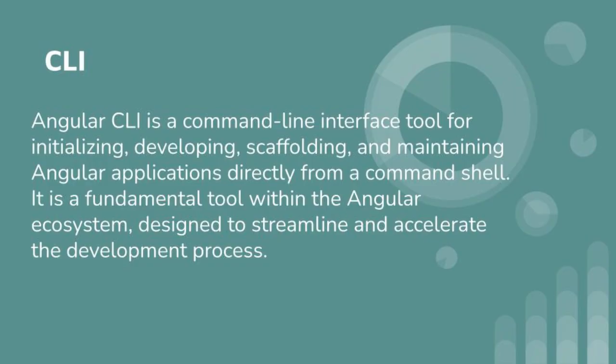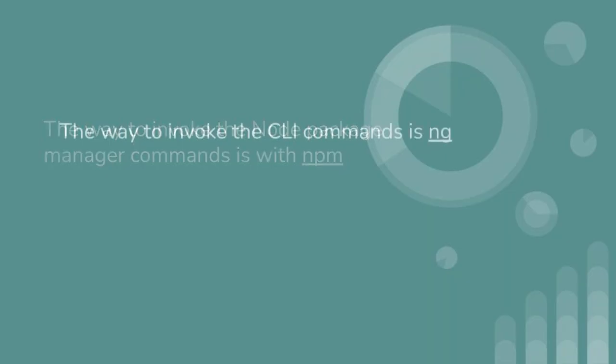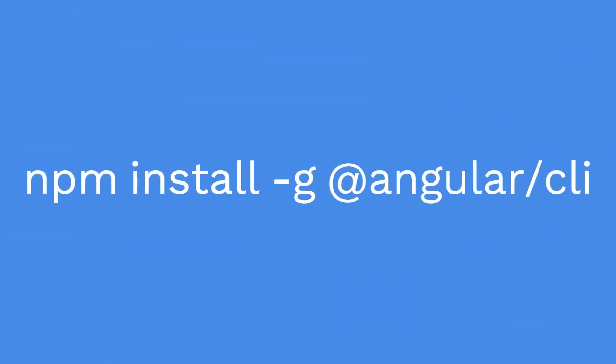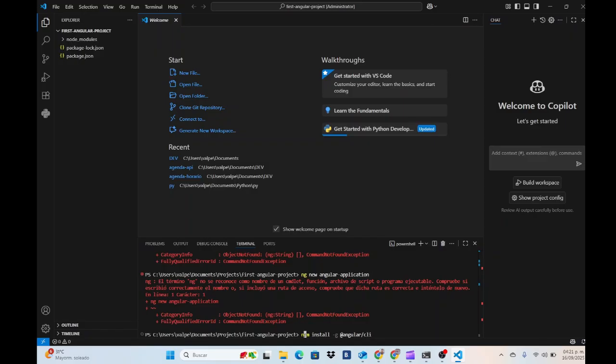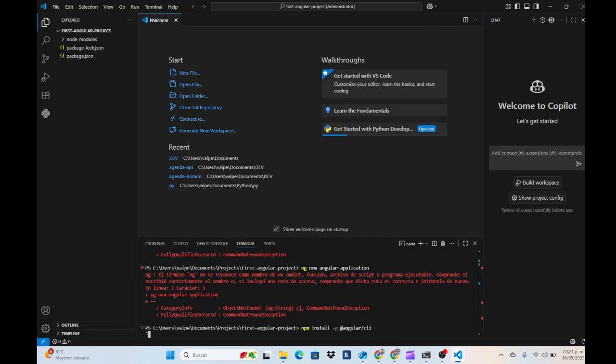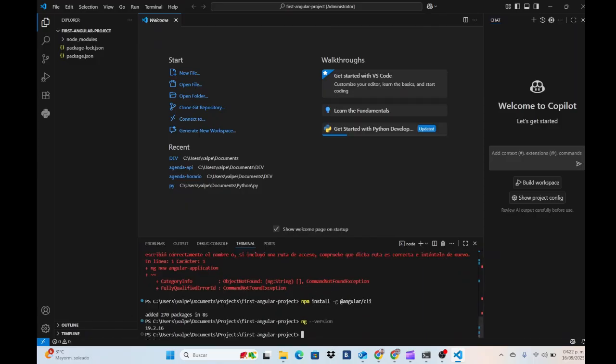And the way to invoke the Node Package Manager commands is with npm, and the way to invoke the CLI commands is ng. Let's install the CLI using the command npm install -g @angular/cli. This is going to add the CLI version compatible with the Node version that we selected. Remember the storage and shelf examples? If you install and select a different Node version, you will need to install the CLI again.